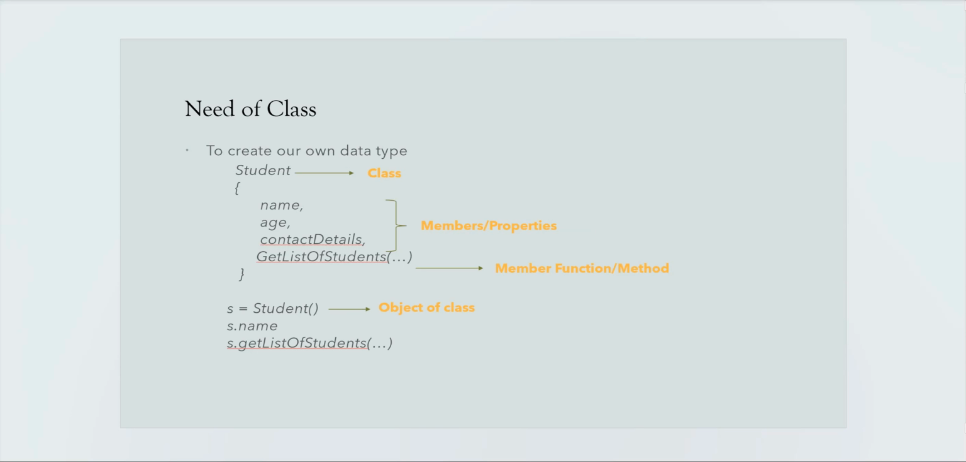So here student is a class, and name, age, contact details and the function which I have defined are the members of the class. If you look at name, age and contact, we call them the properties in terms of object-oriented programming, and this is the member function, get list of students. Now if you want to create the object of this class or use this class, we need some variable which is representing this class. So this is how we can do it over here.